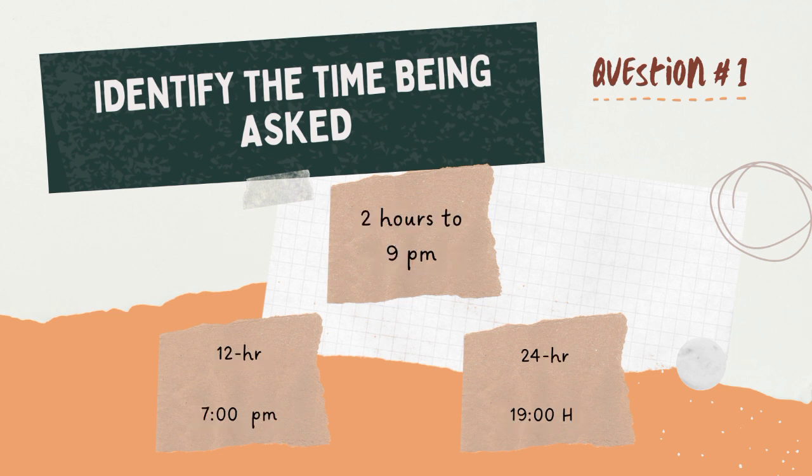So, the next activity is 2 hours to 9 p.m. So, ano nga ba ang 2 hours to 9 p.m.? So, ito ay bago mag 9 p.m. So, ima-minus lang natin siya, 9 minus 2. So, ang 9 minus 2 is 7 p.m. kapag 12 hour. Then, corresponding ng 12 hour sa 24 hour is 1900 hours.